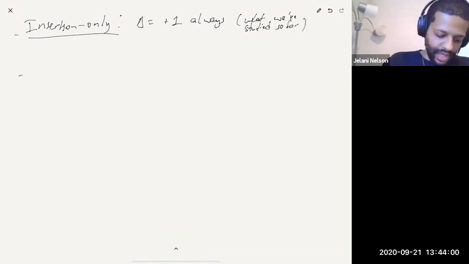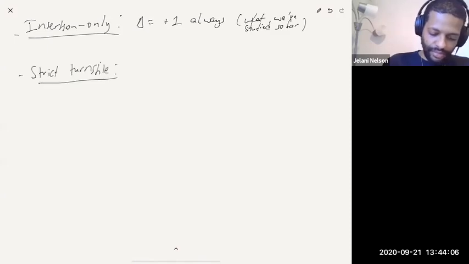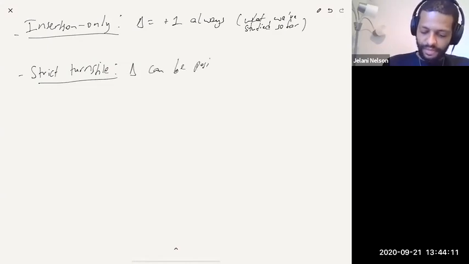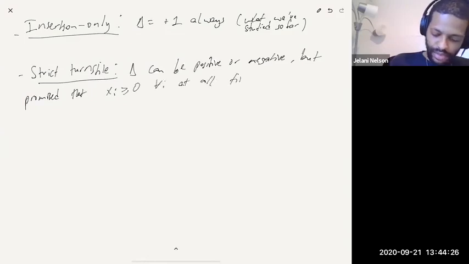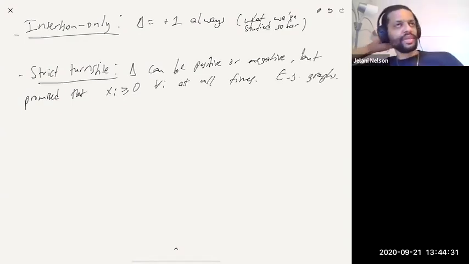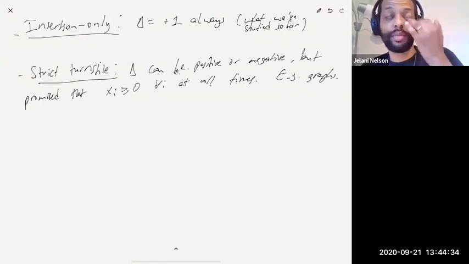There's also what's called the strict turnstile model. Delta can be whatever. It can even be negative. But we're promised that no xi can ever be negative. Okay, and where does that show up? You can imagine you're doing some kind of graph sketching problem or streaming problem. We're going to see that in a later lecture.